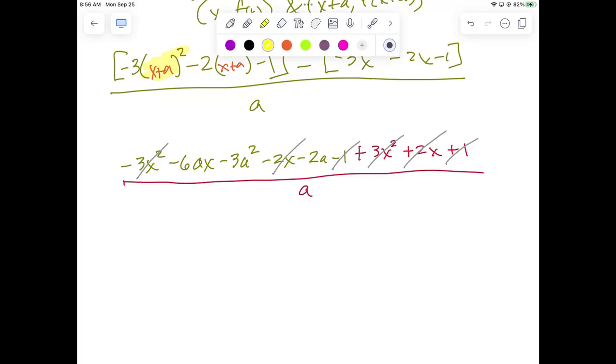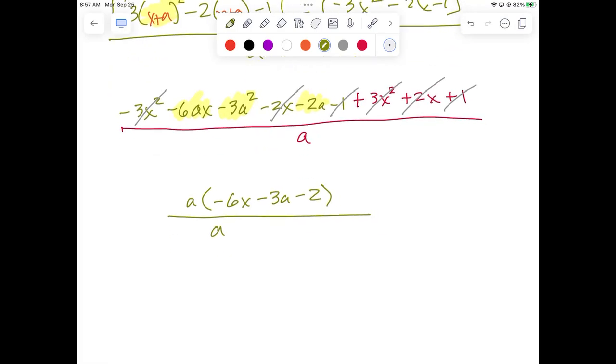And what's left? I'll highlight it. We get negative 6ax minus 3a squared minus 2a. They all have an a in there, don't they? So the next step is to factor out that a, and we're left with negative 6x minus 3a minus 2 all over a. And then the fun step, right? This is the most fulfilling step for me. Those divide out, and we're left with negative 6x minus 3a minus 2.